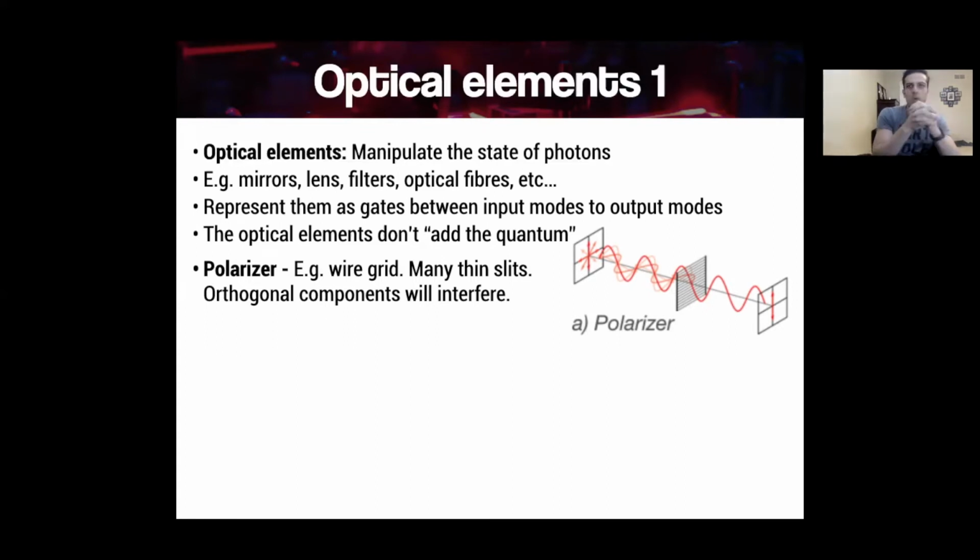So the wire grid is one way to do this. It consists of many different thin slits, and the orthogonal components to those thin slits will interfere, so they'll either be absorbed or reflected. That's not shown in the picture, but they'll be absorbed and reflected, and then just the one polarization comes out. So those are polarizers. Anyone who has sunglasses has used polarizers before.